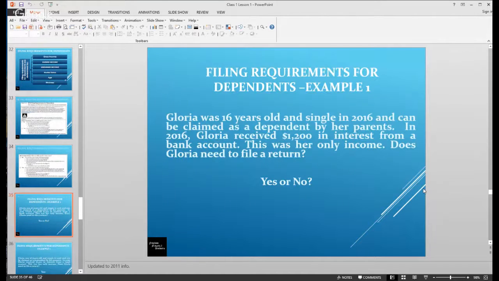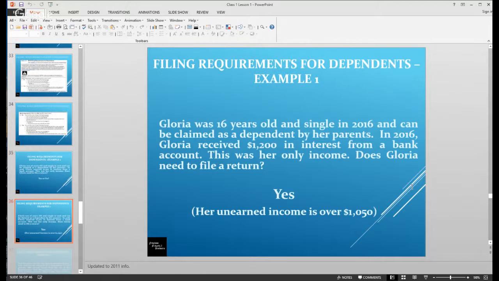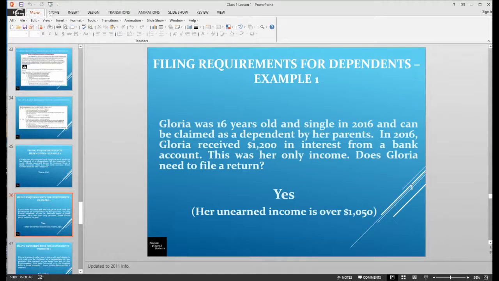So looking at dependents example 1, Gloria was 16 years old and single in 2016. She can be claimed as a dependent by her parents. In 2016, Gloria received $1,200 in interest from a bank account. This was her only income. Would Gloria need to file a return? In this instance, the answer would be yes, because her unearned income is over $1,050.